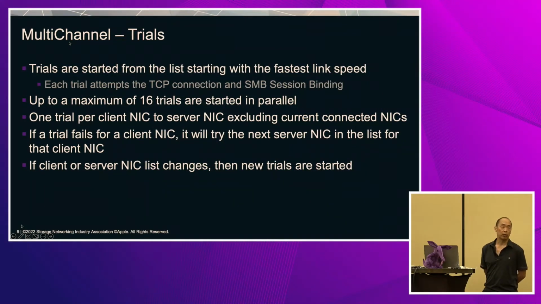Again, we exclude the currently connected client NIC because you're already connected. If a trial fails, so let's say we try to do the TCP connect and it fails for some reason, we can't reach it, that particular client NIC will then go on to the next server NIC and try that and see if it can connect. And again, if the client interfaces or the server interfaces are changed, then we do a whole new set of trials to see what's available.